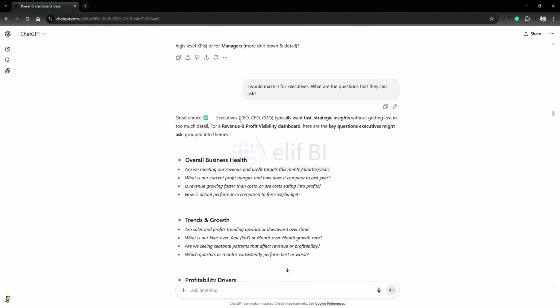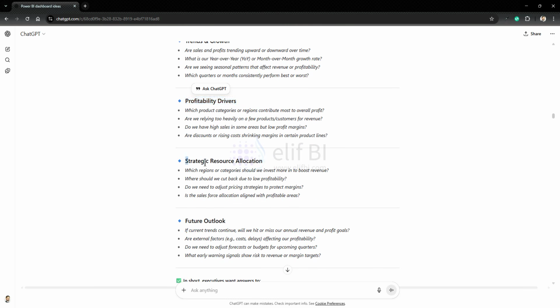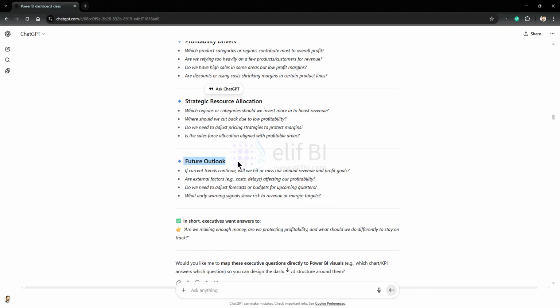So now it tells me about the fast strategic insights, revenue and profit visibility dashboard, and these are the key questions the executives might ask. For example, the overall business health. And now it's also giving me some questions that I can put on my dashboards and I can give them some actionable insights. So we've got overall business health, we've got trends and growth, we have got the profitability drivers, strategic resource allocation, and then the future outlook.